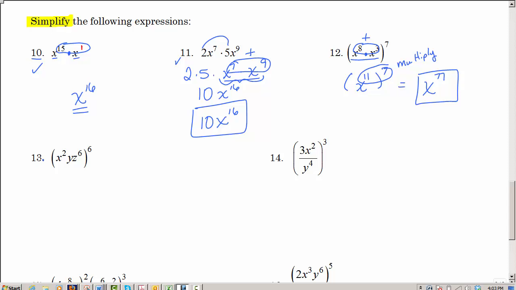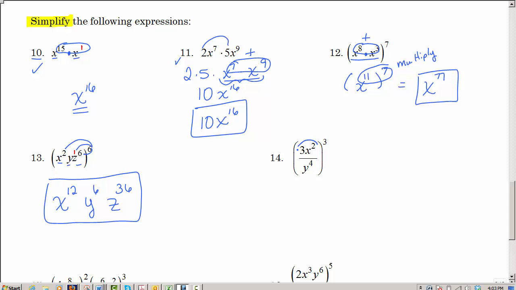All right, number 13 is kind of that distributive property. We have 3 different bases, and remember there's an understood 1 on that y as a power. So I want to multiply all my powers times 6. So I have x to the 12th, y to the 6th, and z to the 36th. That's it. That's all you can do.